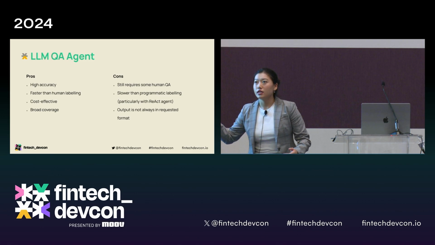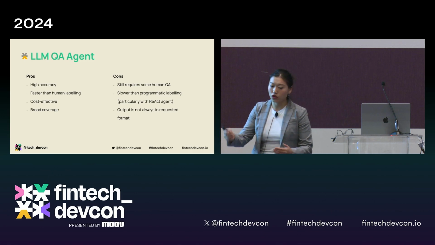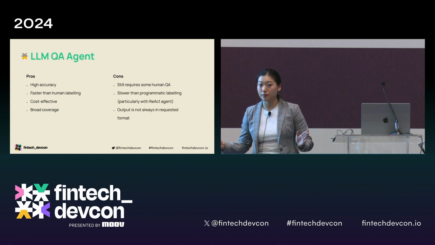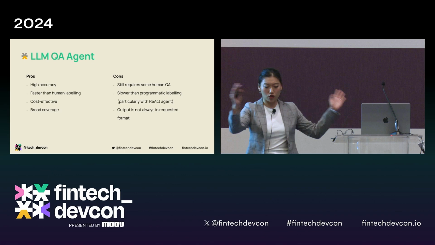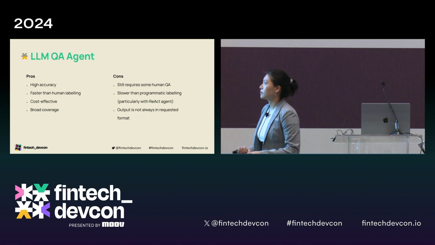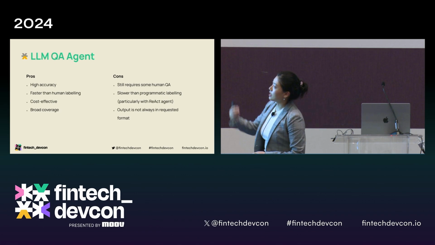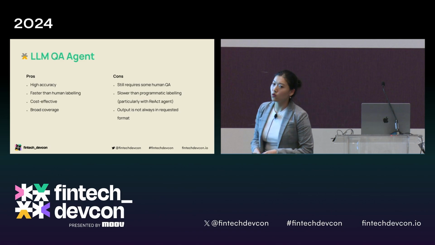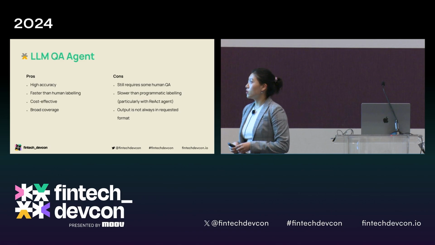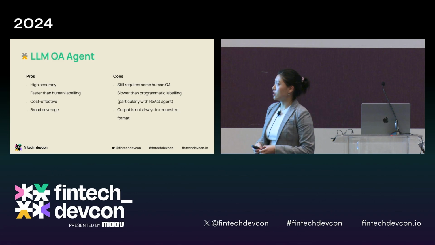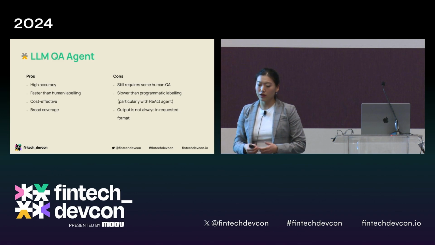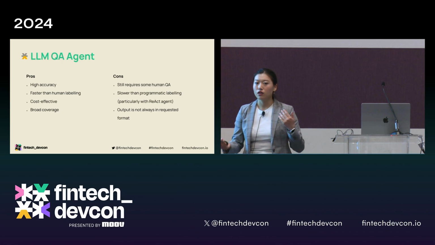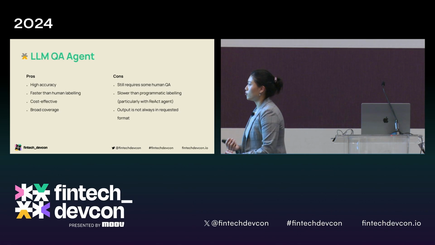However, it is easier than the human QA because it offers an explanation, right? So you can just review the explanation rather than a huge metadata table. The second disadvantage is it is quite slow, especially when you are using React agent. It is quite slow compared to programmatic labeling because the React agent is conducting the thinking, action, observation loop multiple times until it is confident.